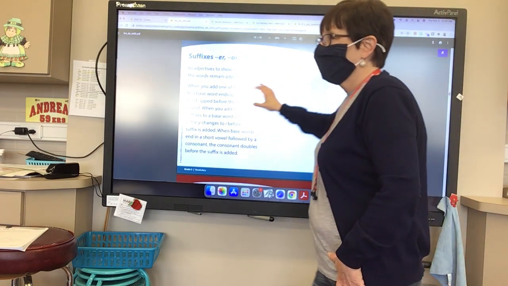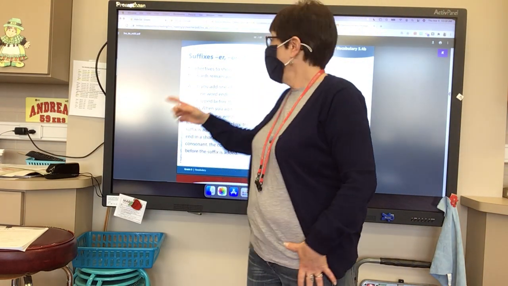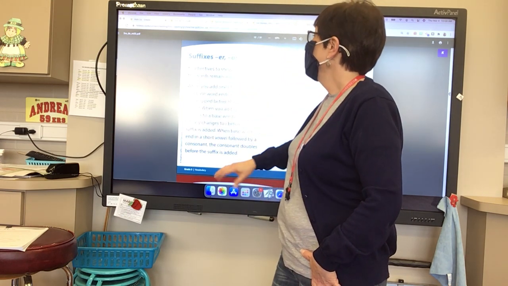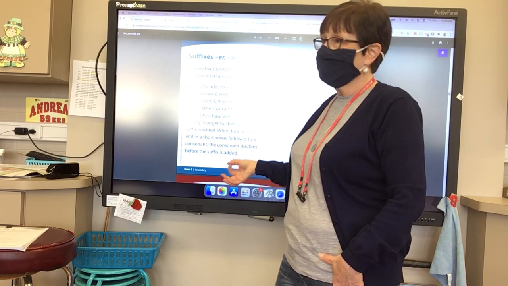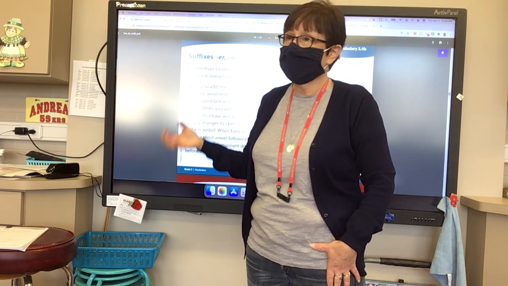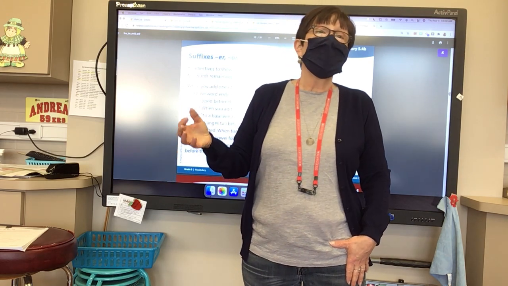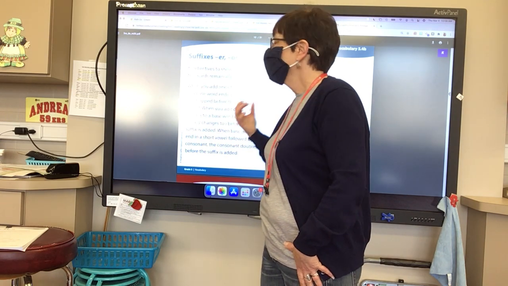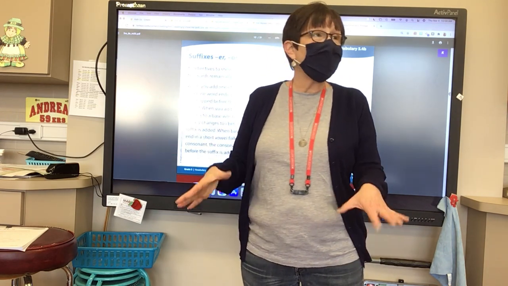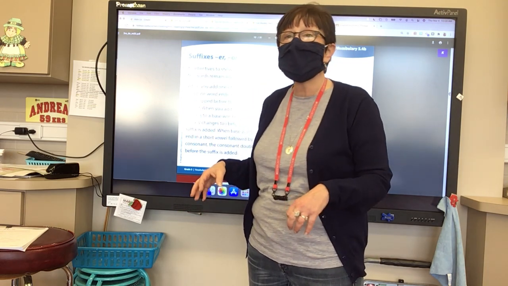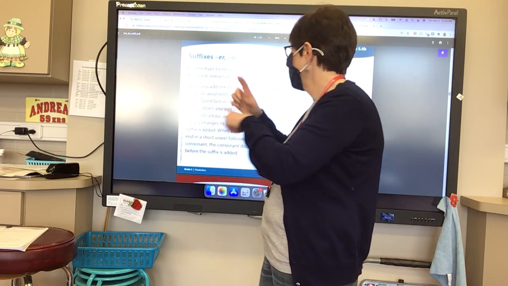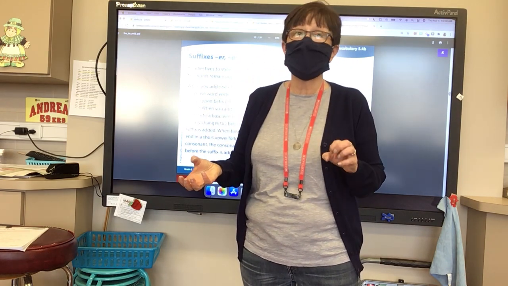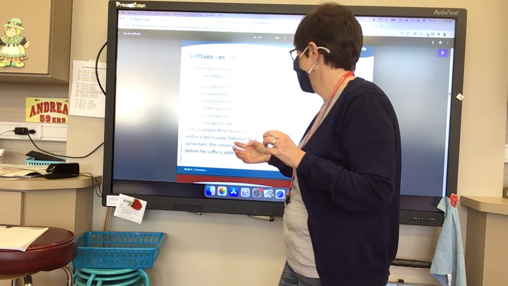But we have to remember, when you add one of these suffixes to a base word ending in the letter E, the E is dropped before the suffix is added. We would not want to have a double E at the end. So we drop the E before we add er or est. Now, if we have a base word that ends in Y, we follow our rule. We change the Y to what? Who remembers? We change the Y to an I before we add er or est.